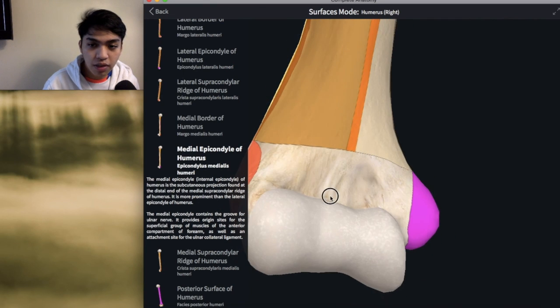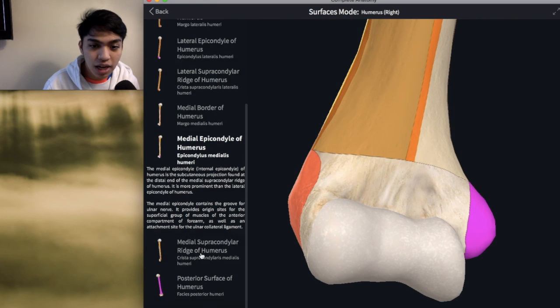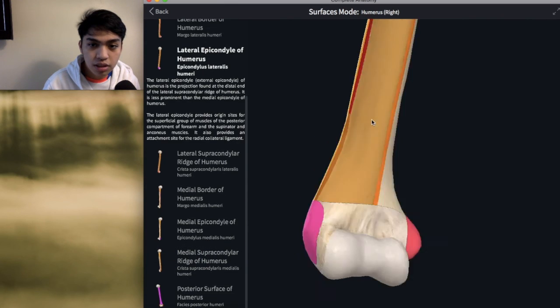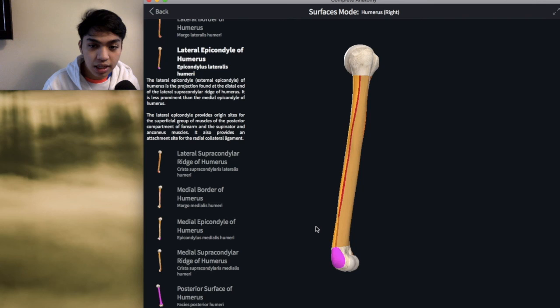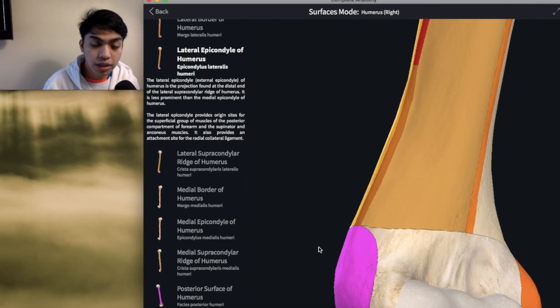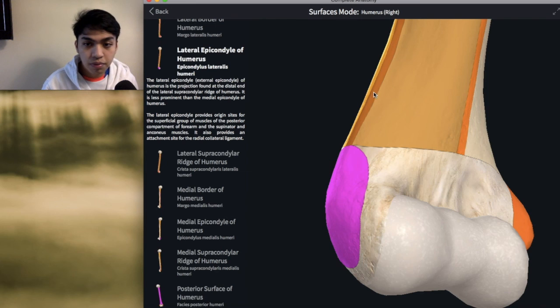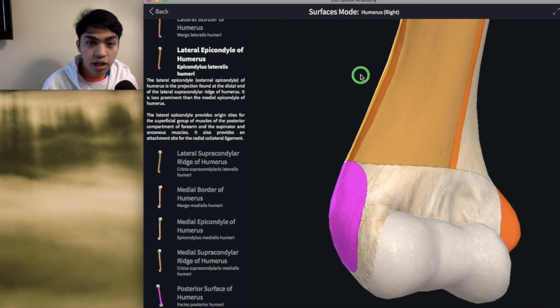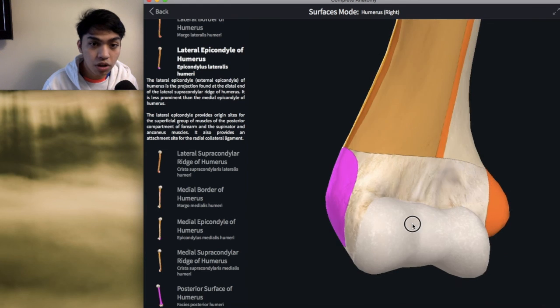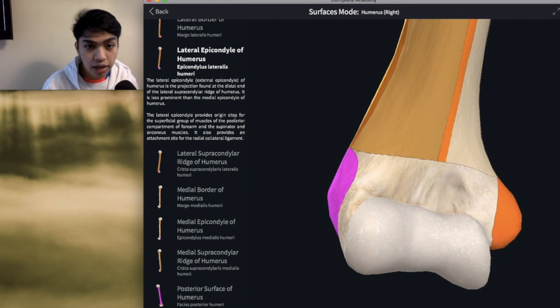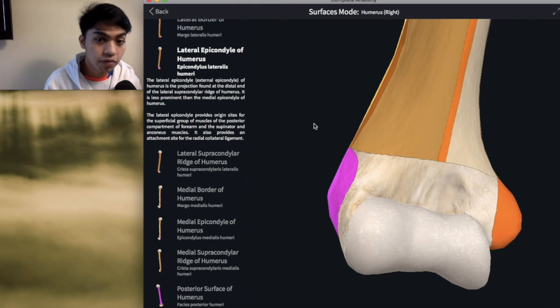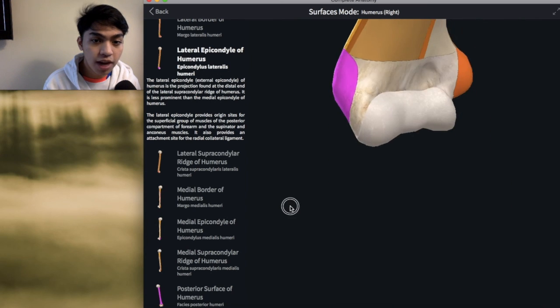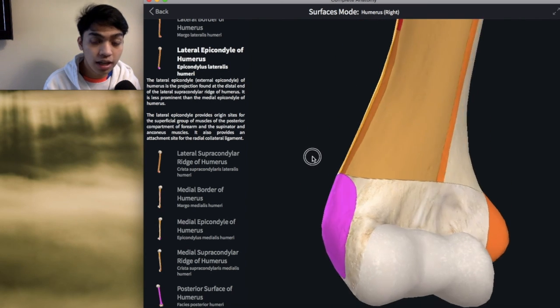And then on its opposite side, we have the lateral epicondyle of the humerus. Just like the medial epicondyle, it is on the terminal distal end of the lateral supracondylar ridge, and it is smaller than the medial epicondyle. It provides the origin site for the superficial group of muscles of the posterior fascial compartment of the forearm, and the supinator and anconeus muscles. It also provides the attachment site for the radial collateral ligament.